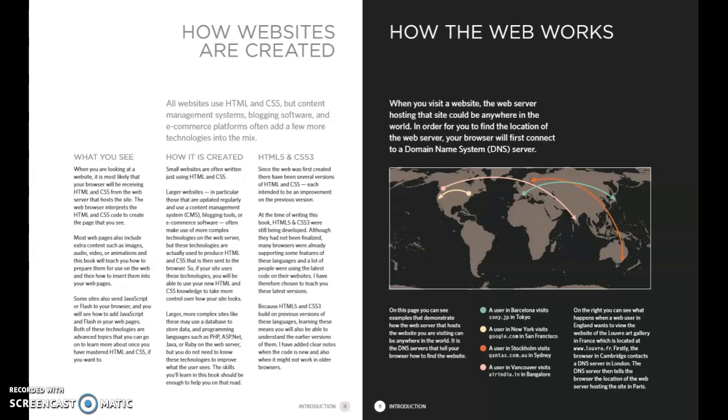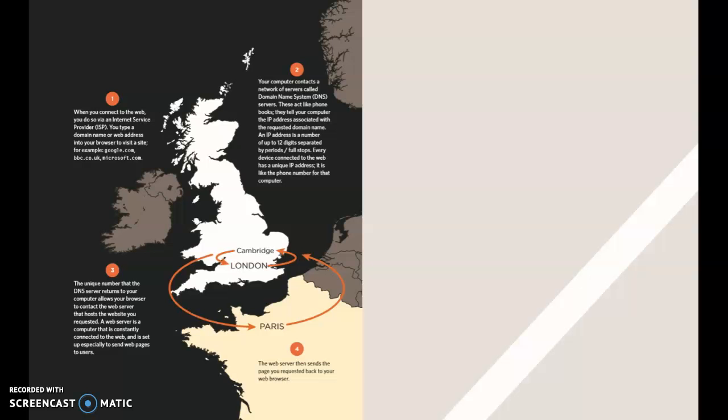When you visit a website, the web server hosting that site could be anywhere in the world. In order for you to find the location of the web server, your browser will first connect to a domain name system server. So on the right side of the screen, you can see examples that demonstrate how the web server hosts the website you are visiting and how it can be anywhere in the world. In this example, the first step when you connect to the web, you do so via an Internet Service Provider or ISP. You type a domain name or web address into your browser to visit a site, for example, google.com.